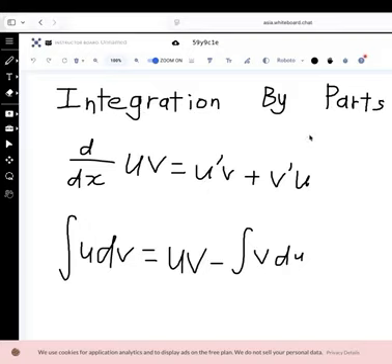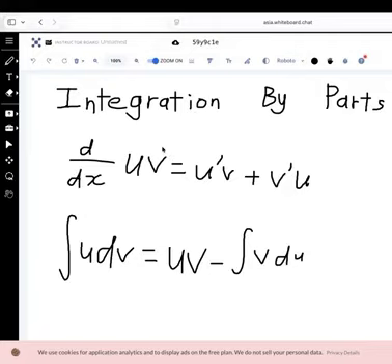Now, disclaimer, integration by parts can't be used for all integrals, like all techniques. But in some cases, integration by parts can prove to be really useful. Alright. Now, what is integration by parts anyway?